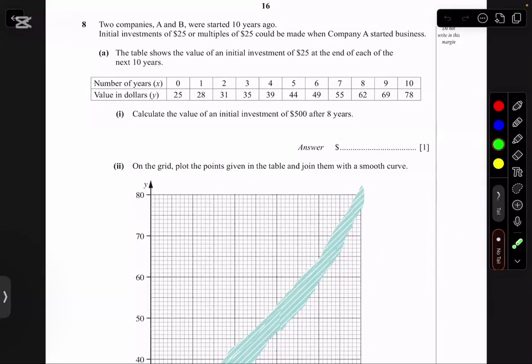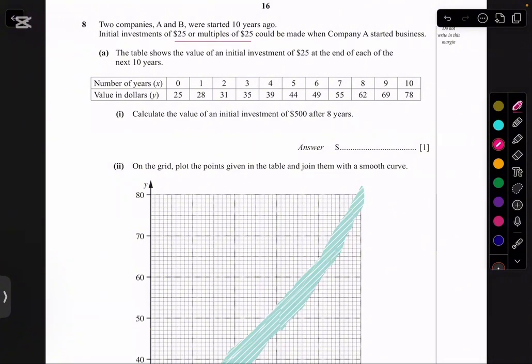To start this question, there are 2 companies, A and B, started 10 years ago. Initial investments of $25 or multiples of $25 could be made when company A started business. So the investments were either 25 or multiples of 25. This is one condition for the investments when we start company A. It could be 50, it could be 75, it could be 100, 125, 150. This is how we can start the investment.